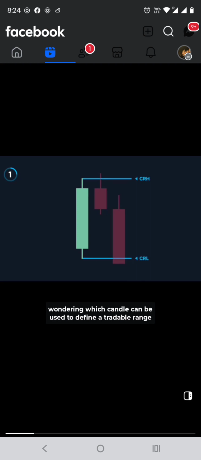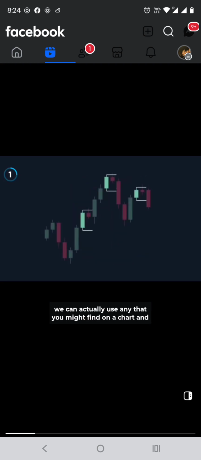And if you're wondering which candle can be used to define a tradable range, we can actually use any candle that you might find on a chart, and this can also be on any time frame. But there is of course criteria that helps us define what makes a candle ideal to use, which we will be covering later into the video.